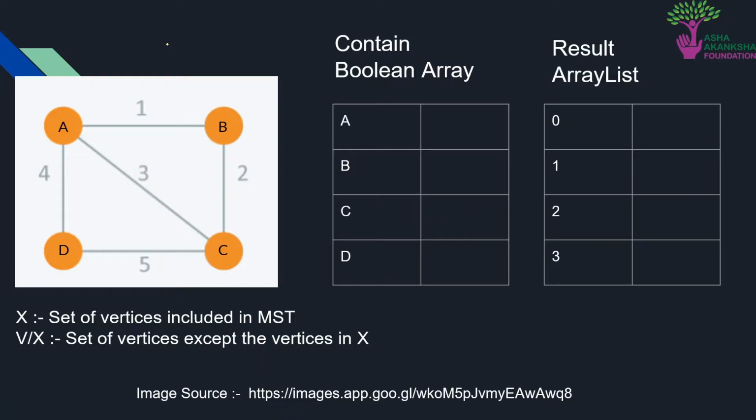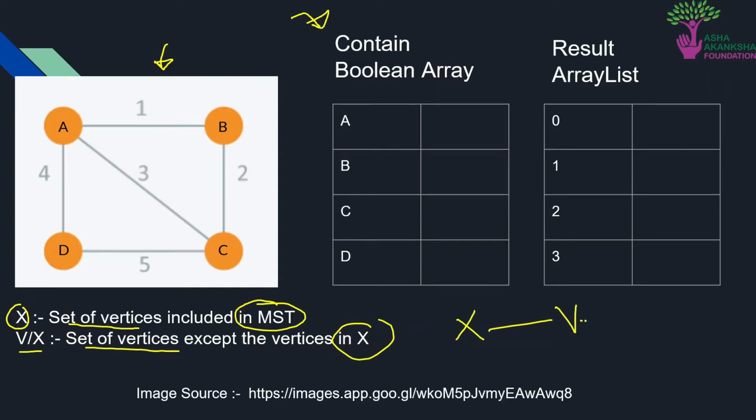So now let's see how Prim's algorithm works using this graph. In order to run Prim's algorithm, I am defining two sets: X, which is the set of vertices which will be included in the MST, and set V minus X, which is the set of vertices except the vertices in X. This Boolean array is helping me to do so. I will mark the vertices present in the MST as true and those which are not present in the MST as false. Prim's algorithm works in such a way that it finds the minimum edge between the set X and V minus X. And this result array will store the edges which are present in the MST.